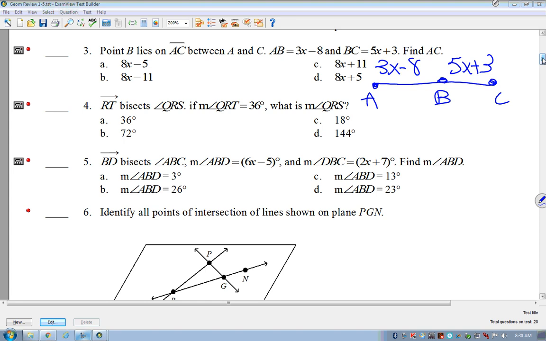Yes. You're going to combine like terms, because what we're going to use to find AC is the segment addition postulate. Okay, the whole segment is made up of the two segments. So we're taking 3x minus 8 plus 5x plus 3. Okay, so what's next after that? Okay, so we've got 8x, what? Minus 5. Negative 8 plus 3, right? So we get A for that answer as well.